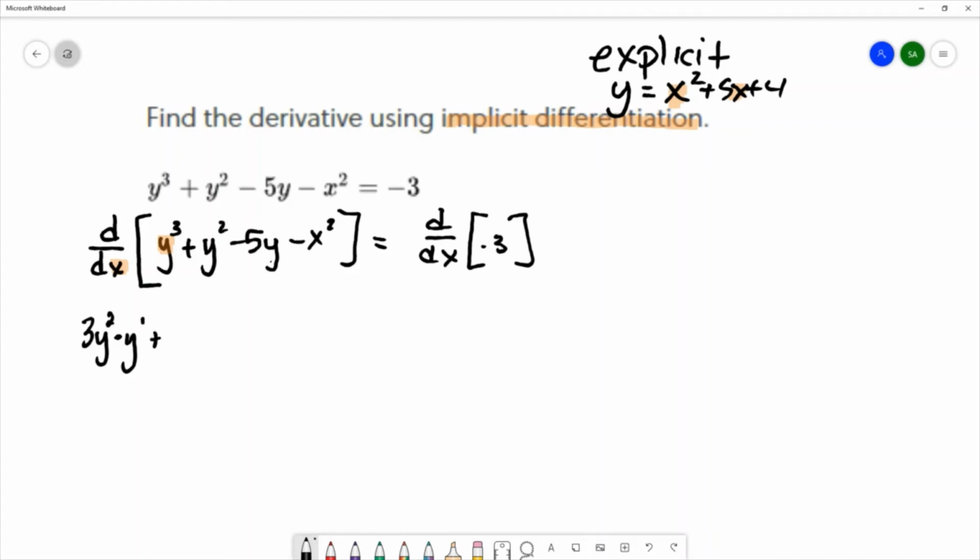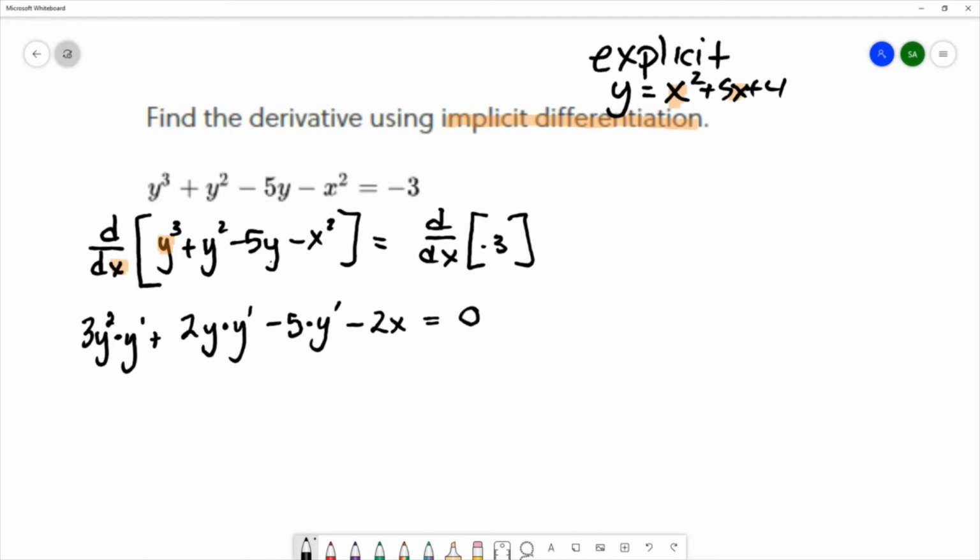We're going to do the same thing with the next term. That's 2y. Once again, the variables don't match, so we chain and multiply by y prime. The derivative of 5y would be 5, but because the variables don't match, we have to chain and multiply by y prime. We'll calculate the derivative of x squared, and that's 2x. And this time we don't have to chain because the variables do match. We're taking the derivative with respect to x, and the variable is x. On the right-hand side, the derivative of a constant is 0.